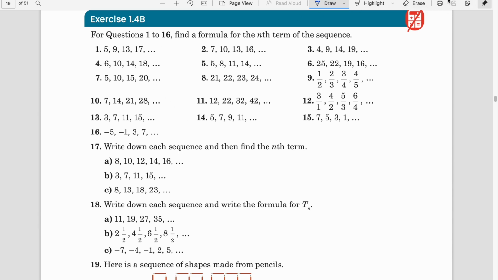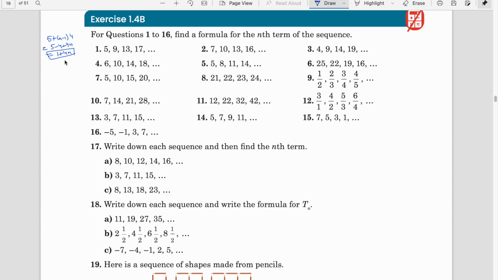Question number 1. What is the value of d? That's not 3. 4. So a plus n minus 1 into d. That will make it 5 minus 4 plus 4n. So this is 1 plus 4n. Now quickly check if it is correct. I'm plugging in 1. So 4 one time is 4, plus 1, 5.